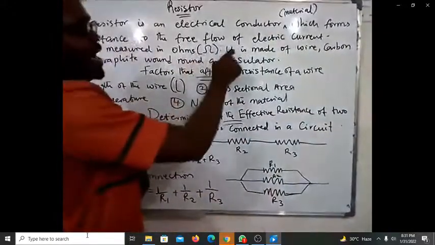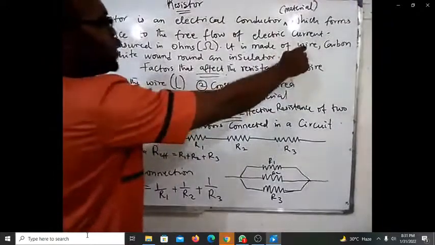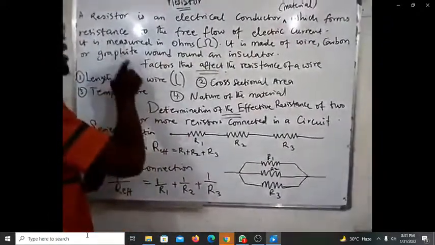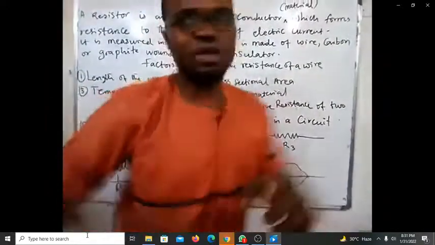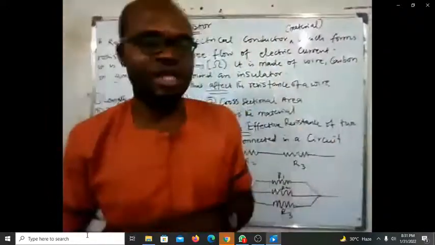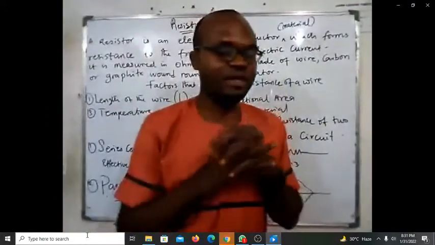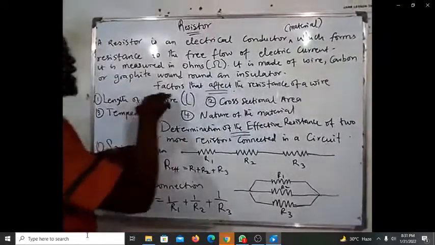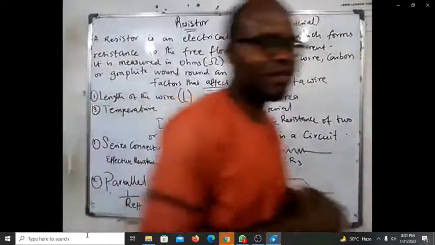And resistors are made of what? Wire. You understand? Carbon or what? Graphite. That is wound round and what? Insulator. You understand? That's how you make a resistor. Is that clear? So now you look at the factors that affect the resistance of a wire.